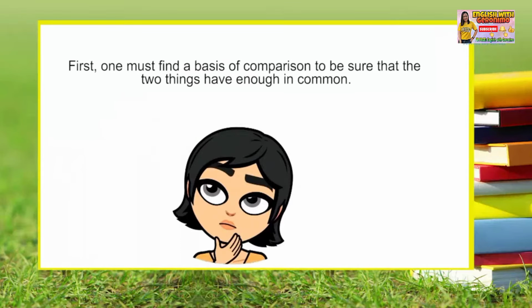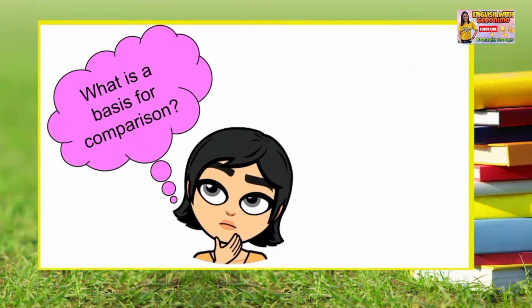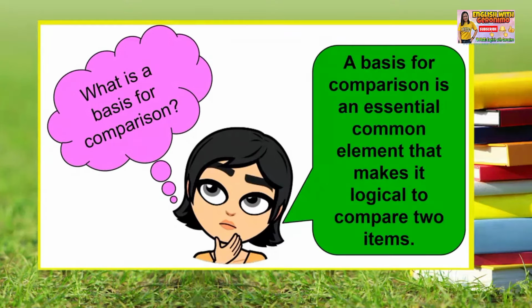First, one must find a basis of comparison to be sure that the two things have enough in common. What is a basis for comparison? A basis for comparison is an essential common element that makes it logical to compare two items. After that, you can now identify their differences.